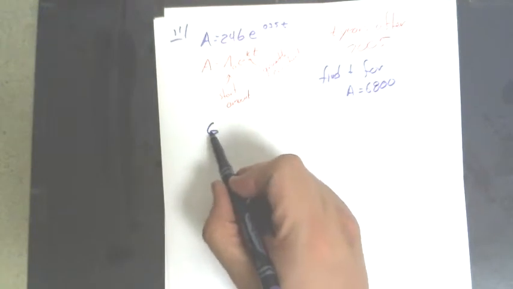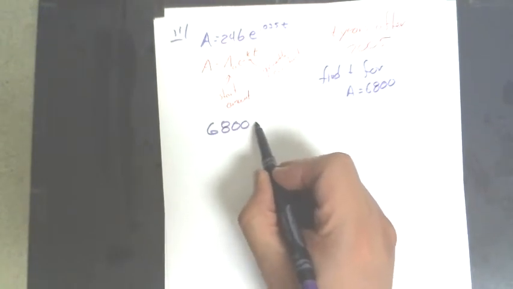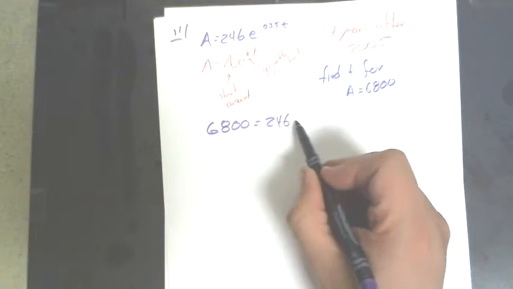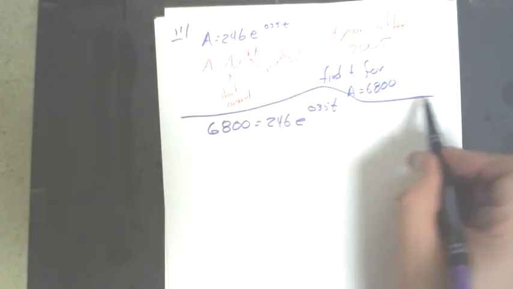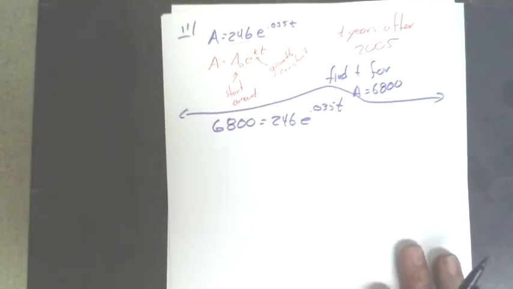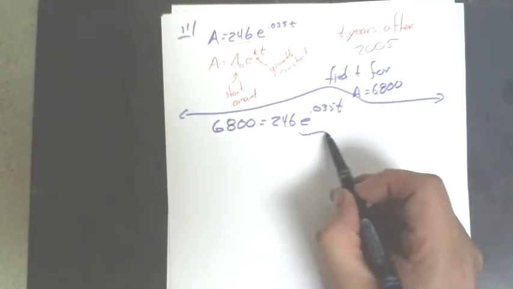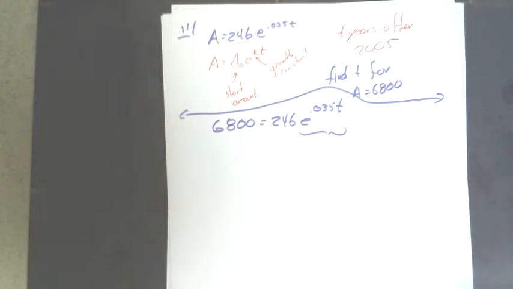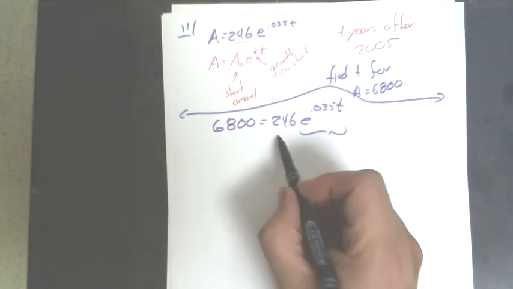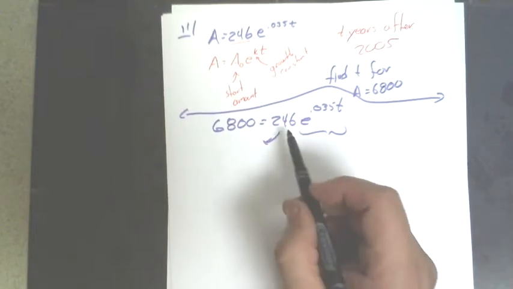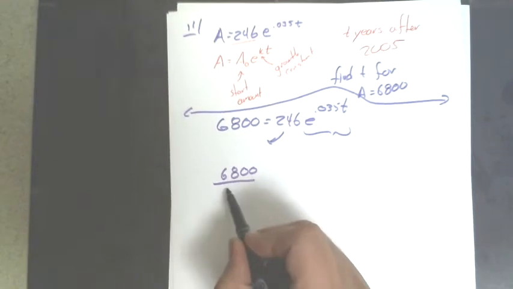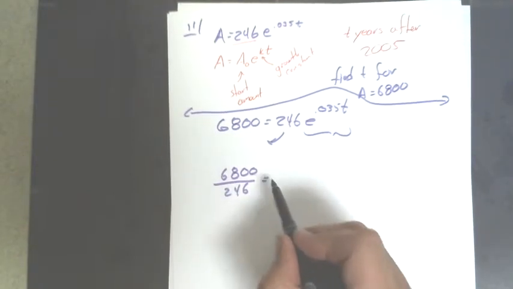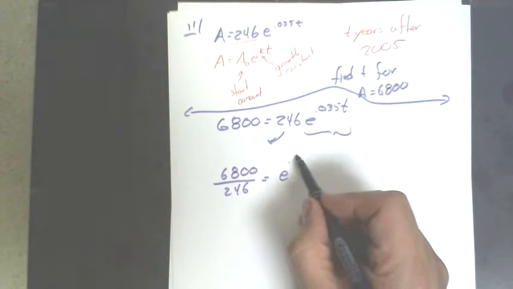Okay, so it's nice. We just let A equal 6,800. So 6,800 equals 246 e to the 0.035 t. And we just have to solve that. So again, just like one of the other ones here, this is where the complicated stuff is going on, so we want to isolate it. So I'm going to get rid of that 246. It's attached by multiplication, so we divide it off. Divide by 246, and then we could reduce that or turn it into a decimal.